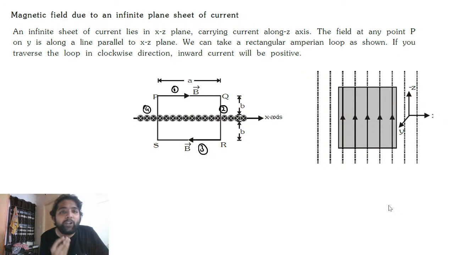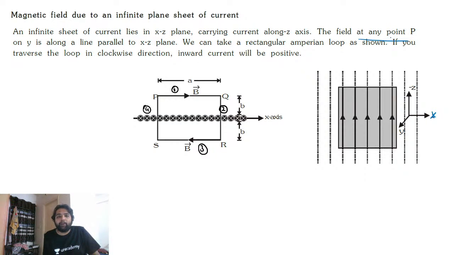Now magnetic field due to an infinite plane sheet of charge. ये बहुत important है. The field inside is very, very important due to the plane sheet of current. Infinite sheet of current lies in the xz plane. मतलब this is xz plane. ये xz plane है और y axis ऊपर दिख रहा है.